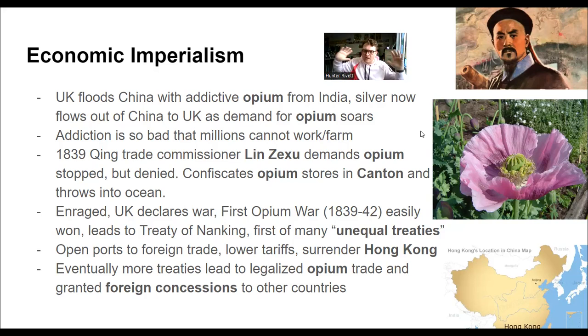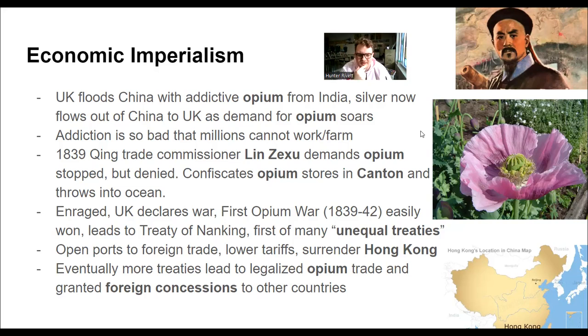If you take a warehouse of crack cocaine that the cartel, or in this case, Britain, floods in, and you go and destroy it, you think they're gonna be happy? No, they're out a lot of money. And so they're enraged and they actually declare war. We call this the First Opium War.